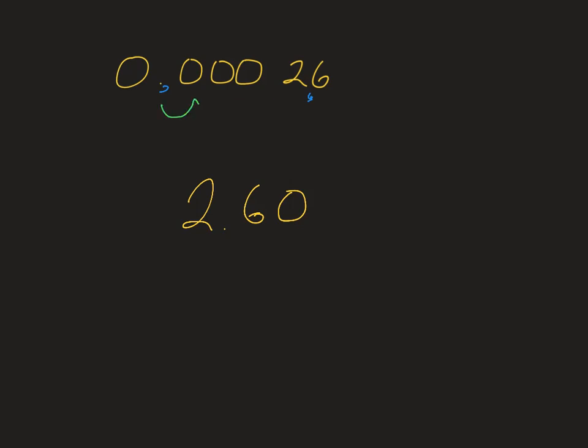As like before, we want to count how many times we move the decimal. I moved it 1, 2, 3, 4 times. So I'm going to say 2.60 times 10 to the power of negative 4. And again, negative because it's a small number, all right?